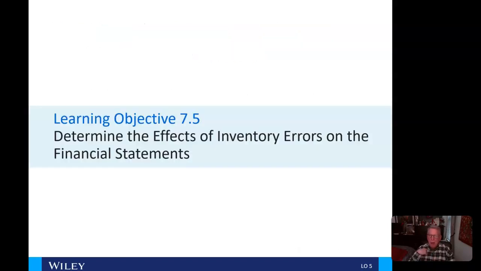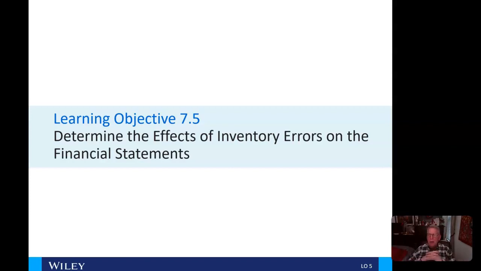Okay. I think you can see from that why IFRS does not allow LIFO. I think I agree with IFRS. LIFO distorts things more, I think, than it helps things. But it does save income tax.